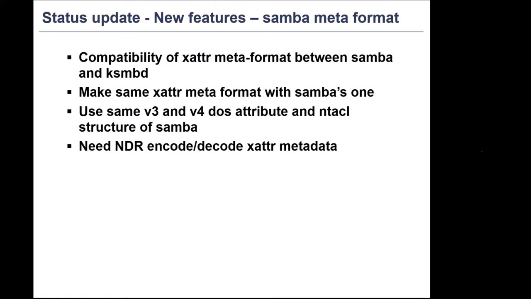The xattr metadata format stored by Samba was not compatible with ksmbd. When a user switches from ksmbd to Samba, the xattr metadata format is not compatible with the existing files in the ksmbd share, so incorrect file information can be used. To prevent this, compatibility of xattr metadata information between the two servers is required. Stefan and Jeremy requested to make it compatible with Samba. So we decided to use the Samba xattr metadata format, using the version 3 and version 4 attribute structures and the NTACL structure defined in the Samba source header.